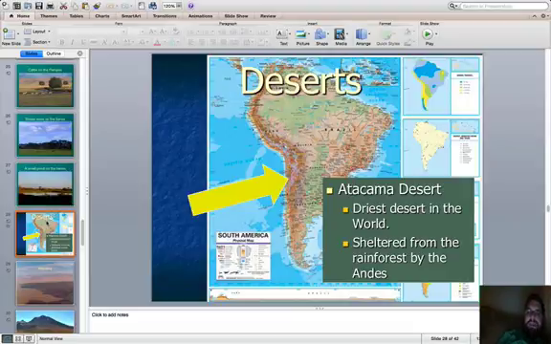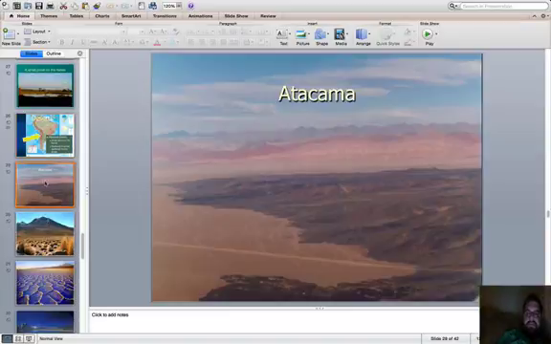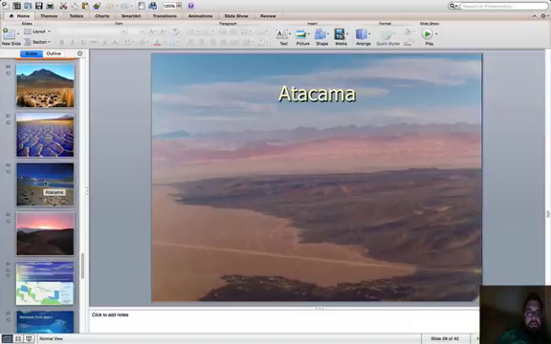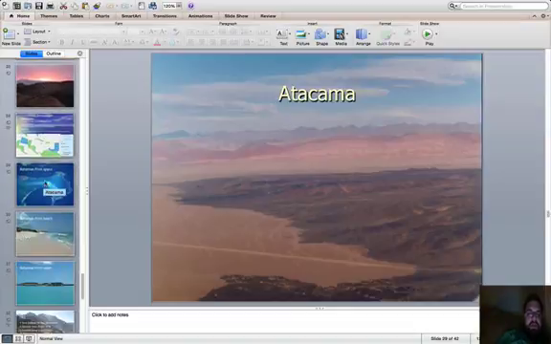And as far as why it's there, remember what rain shadow is. So the Andes Mountains block all the moisture coming from the Pacific Ocean, and it can't make it over the Andes, and therefore creates this really dry area. So there again is the photo of the Atacama. You can see just how it looks similar to Mars in its landscape.